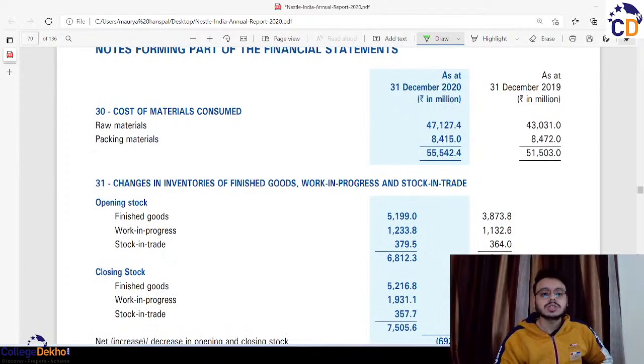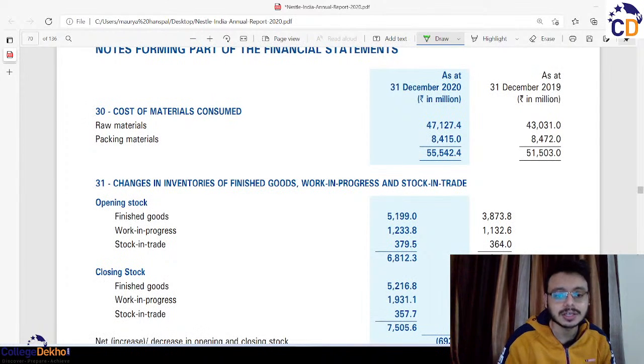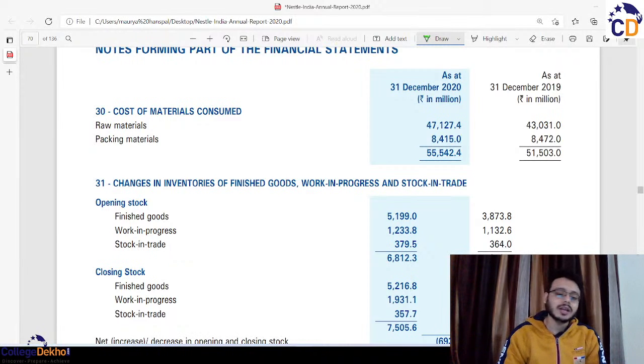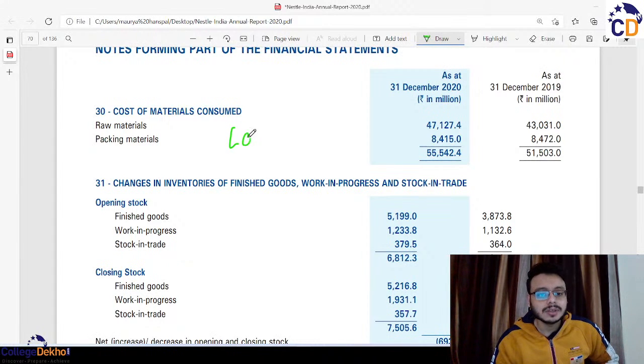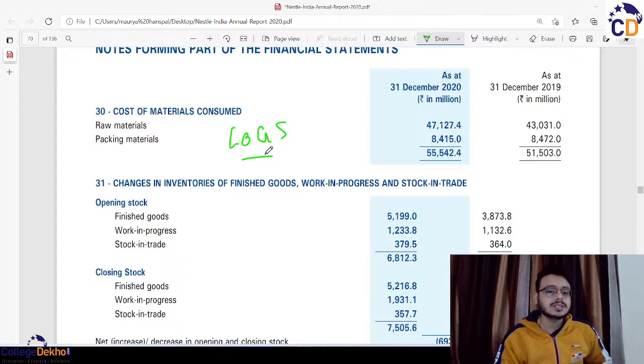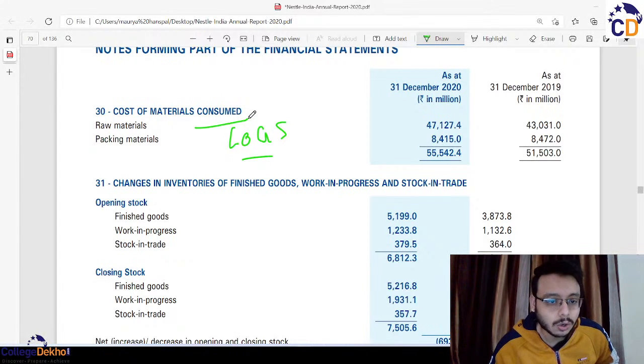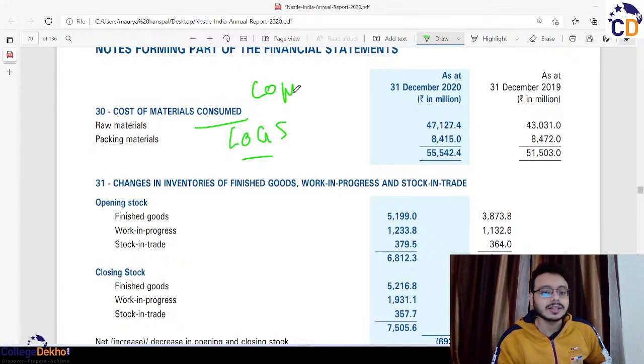Second, going with the cost of materials consumed. Here you have the raw materials and the packing materials. When I particularly talk about the cost of materials consumed, there is a lot of confusion among the people between COGS. COGS is the cost of goods sold, and COMC is the cost of materials consumed.